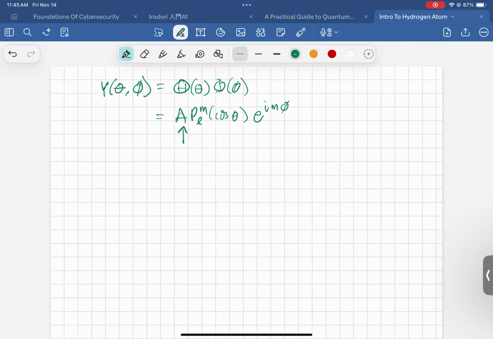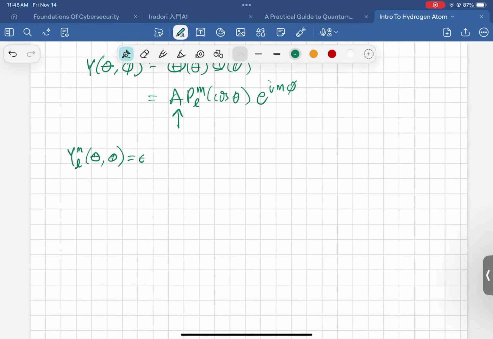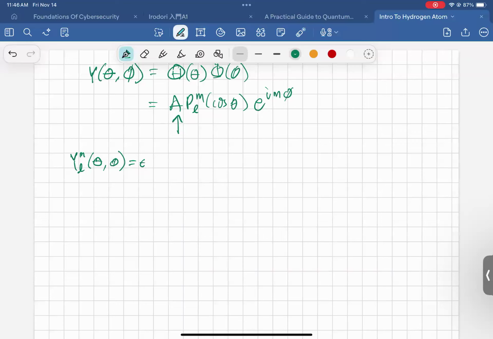So, hindi na natin gagawin yung normalization. Instead, we write out yung full solution. Naturally, since yung theta ay dependent on both L and M, yung solution na ito will also be dependent on values of L and M. So this will be y sub L super M as a function of theta and phi. Okay. And ito yung normalization constant. Well, it's not really a constant. Well, it is a constant, but it involves yung values ng L at saka M.